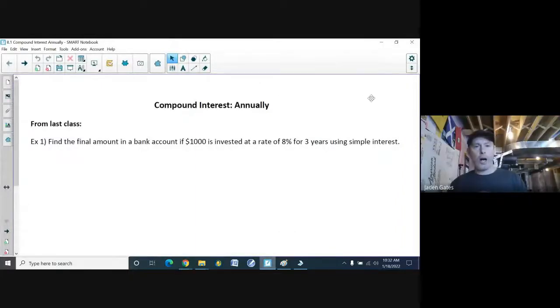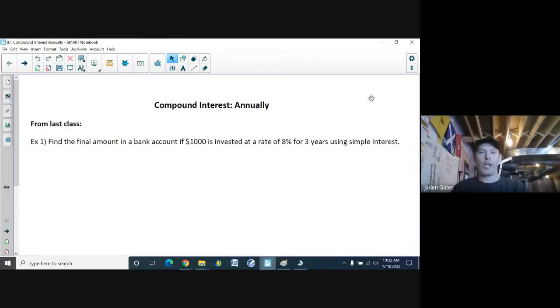All right. So next up, when we're talking about money, we're going to look at compound interest annually, which means per year. And just to recap from last class, because I want to tie it into what we're doing this class, from example 1: find the amount in a bank account if $1,000 is invested at a rate of 8% for 3 years using simple interest. So this is from last class.